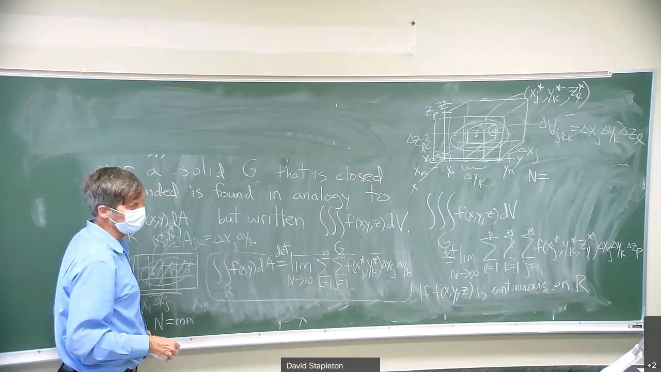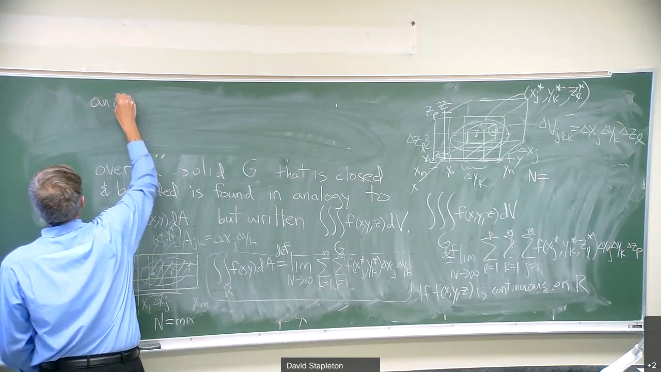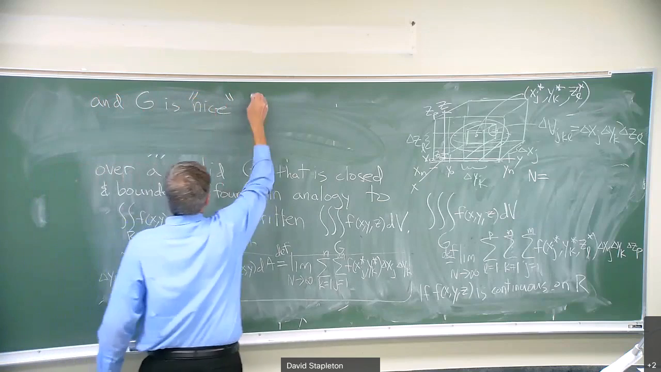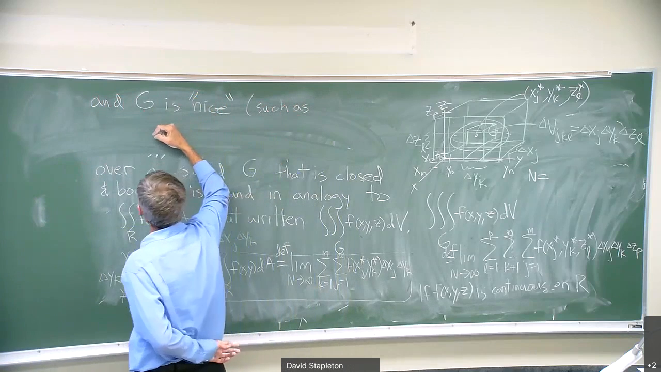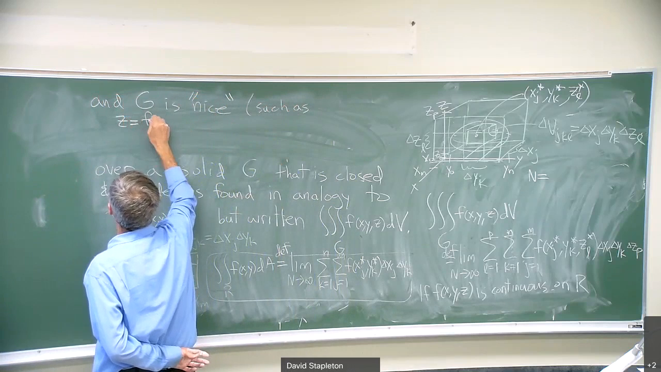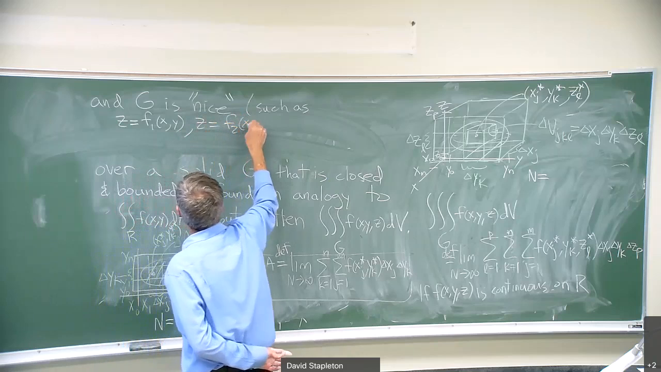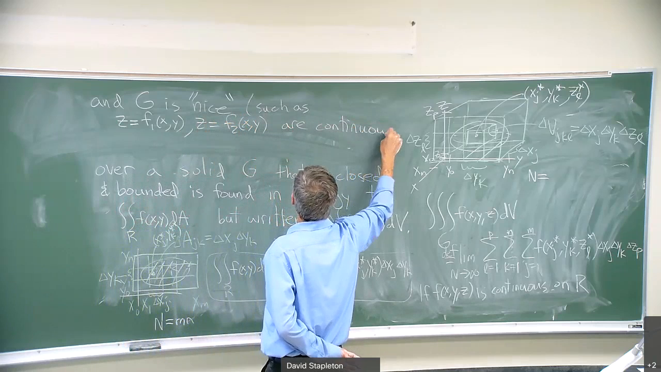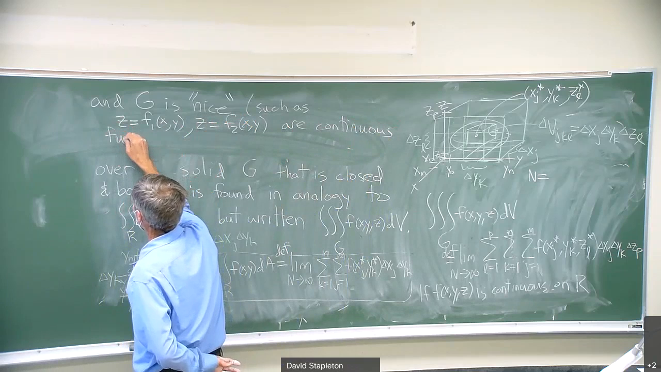Word nice isn't well defined in mathematics. The thing is, you can make pretty complicated solids for which this works. So we'll just say, and G is a nice solid with quotation marks, such as the most important case is if it has a top surface, or like bottom surface z equals f1 of xy, z equals f2 of xy, are continuous functions giving the bottom and the top of the surface respectively.